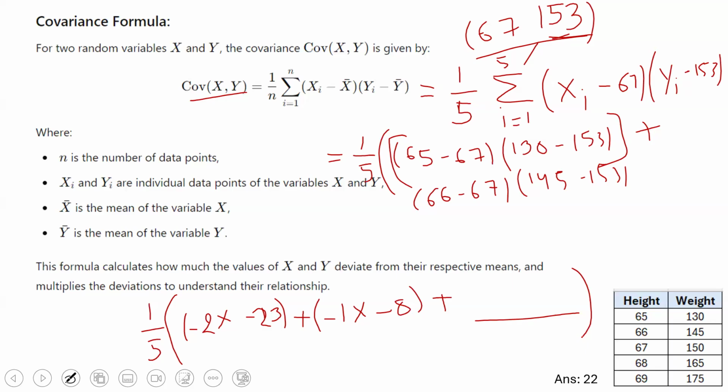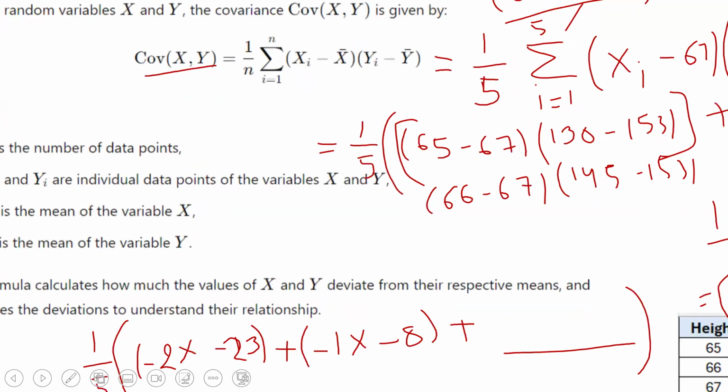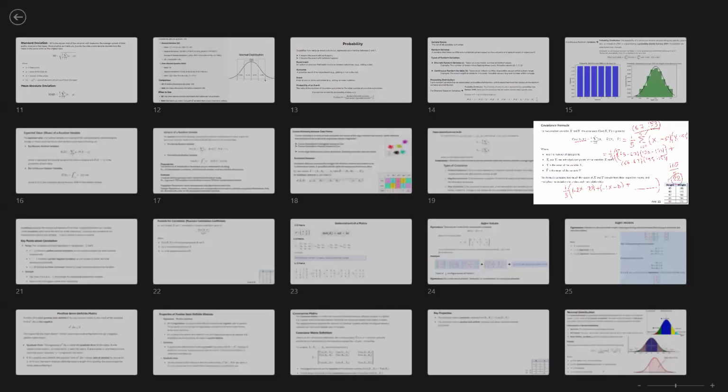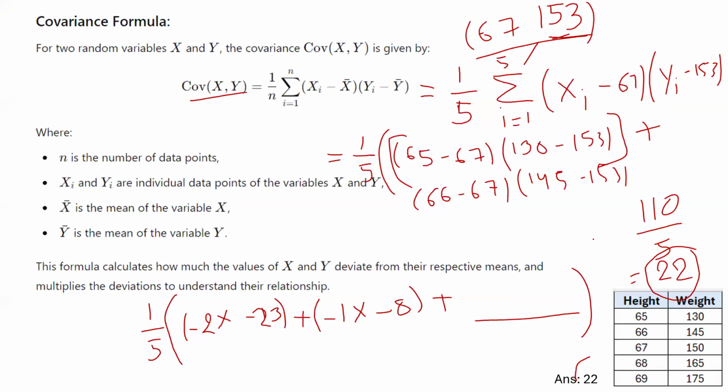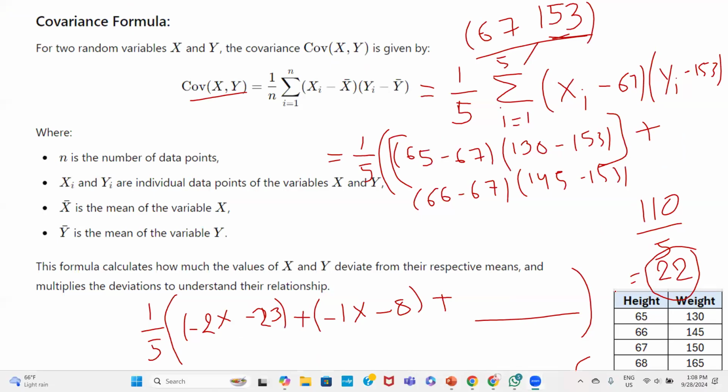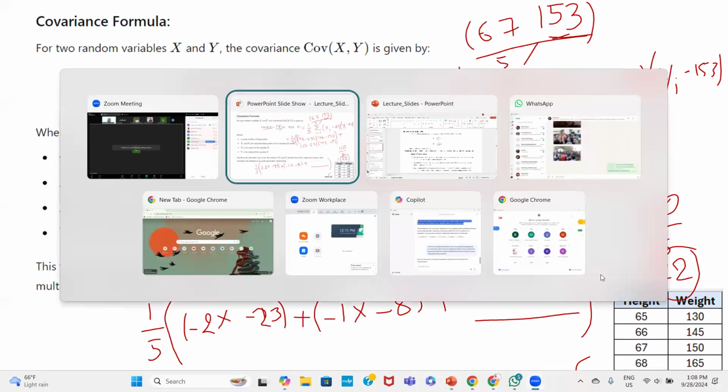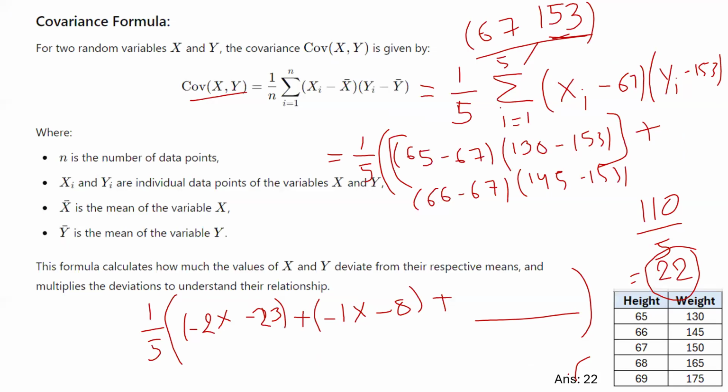110 by 5. Okay, what is the value of this? 22. So now you calculated the covariance of these data points, which is 22. Now what does this actually say, whether it is positive covariance, negative covariance, or zero covariance?